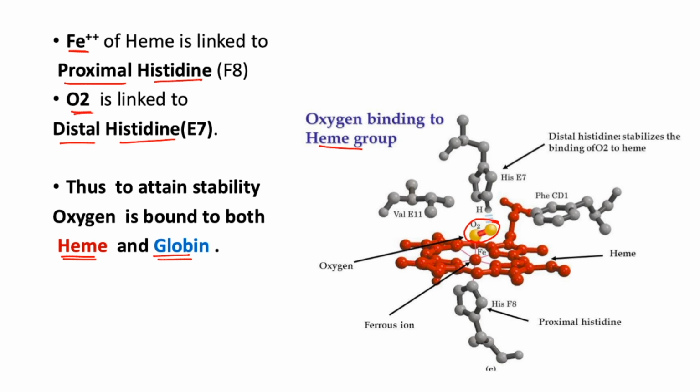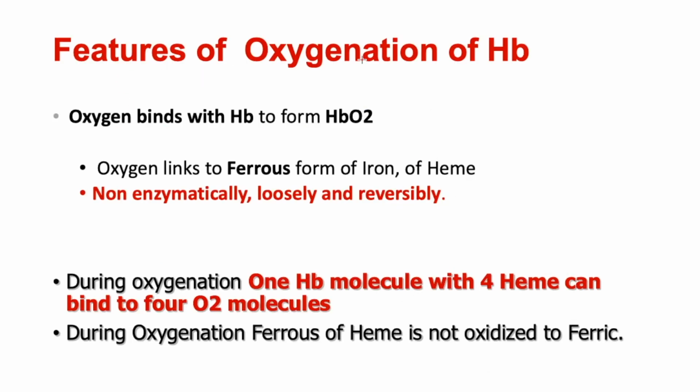So in 3D this is how it looks. I'll just erase this so that you can see it clearly. This is a 3D diagram of how the heme group binds with the dioxygen. Alright, there are certain features of oxygenation of hemoglobin. Oxygen binds to hemoglobin to form HbO2. Oxygen links to the ferrous form of the iron of heme non-enzymatically, loosely and reversibly. During oxygenation, one hemoglobin molecule with 4 heme can bind to 4 oxygen molecules. And during oxygenation, ferrous of heme is not oxidized to ferric.